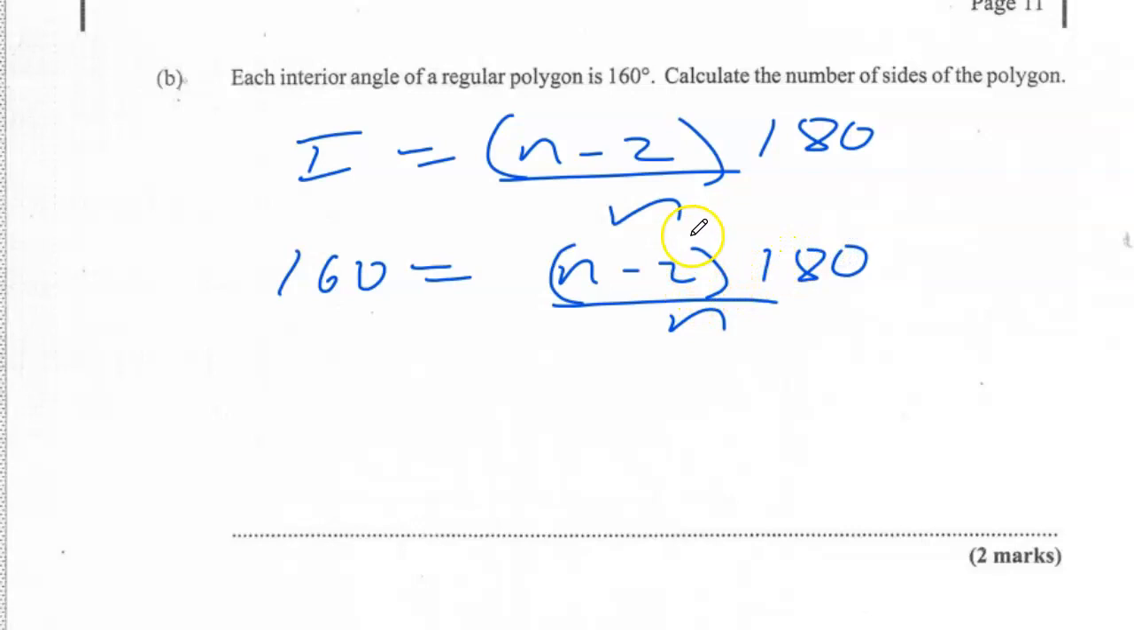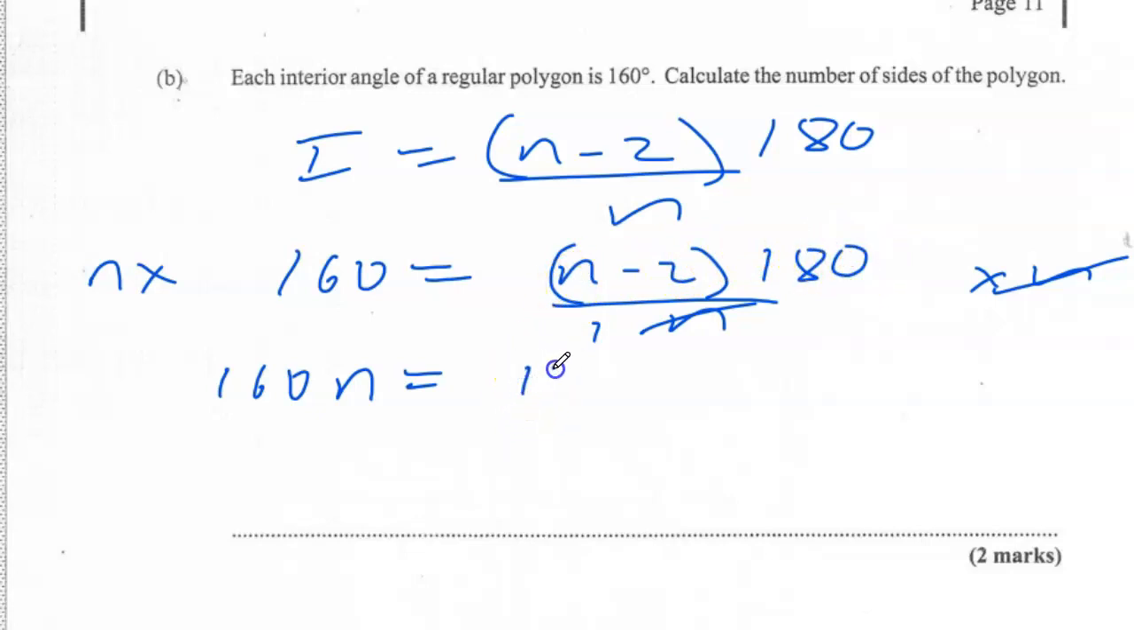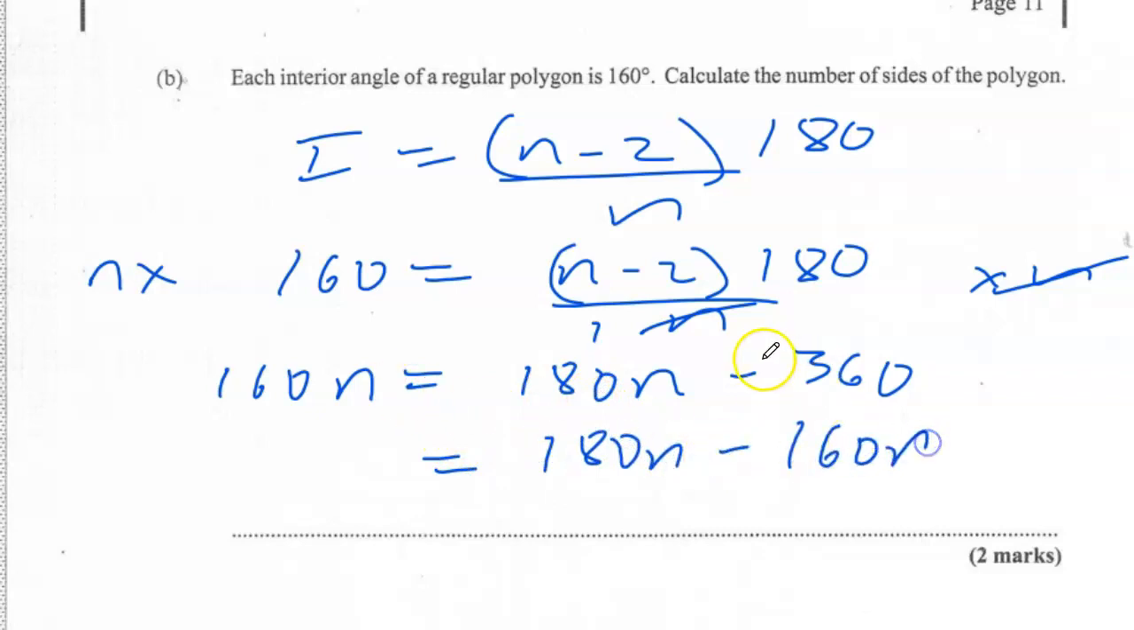So I can times both sides by n. If I times both sides by n, I'm left with 160n equal to n minus 2 times 180. So that's 180 times n, that's 180n, expanding the bracket here. 180 times minus 2, that's minus 360. So we can group the n's. Let me group the n's on the right hand side. So I have 180n minus 160n. The constant on the left hand side, that's positive 360. So I end up with 360 equal to 180 minus 160, that's 20n.